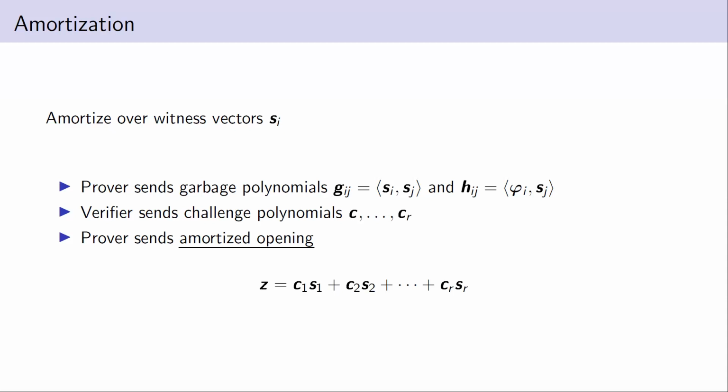This just means that the prover sends an amortization of all the witness vectors s_i that are combined with challenges. And then in order to use this to prove the dot product constraint, the prover needs to send some garbage polynomials before he sees the challenge.